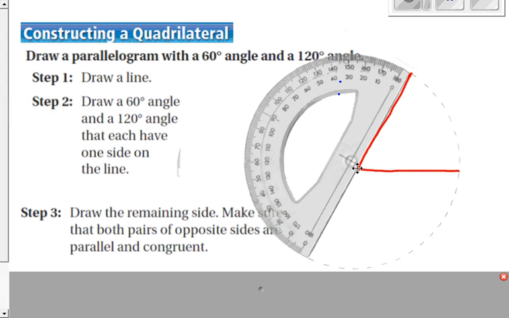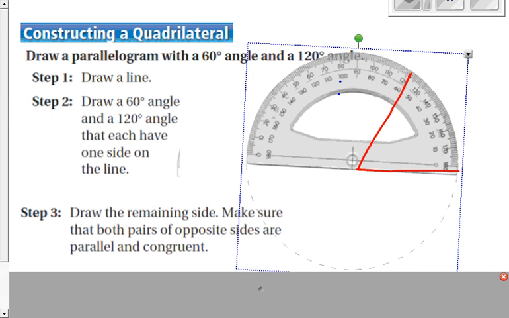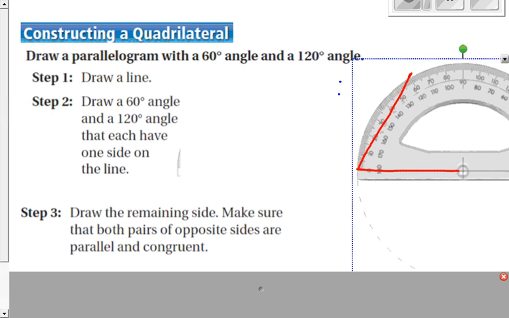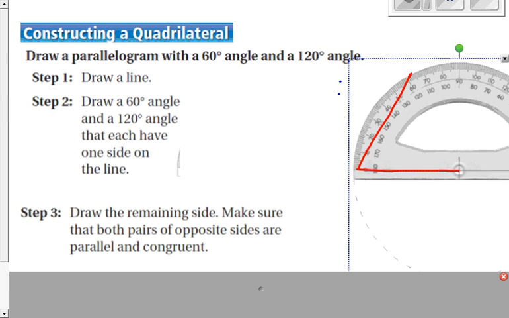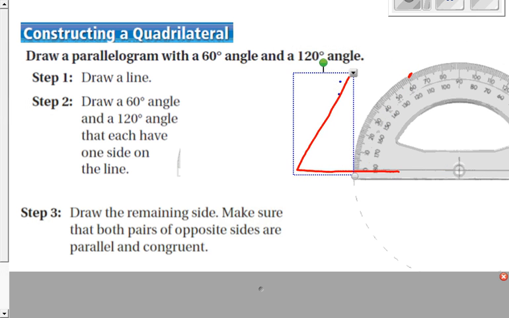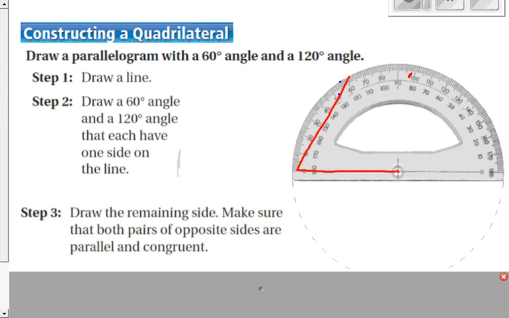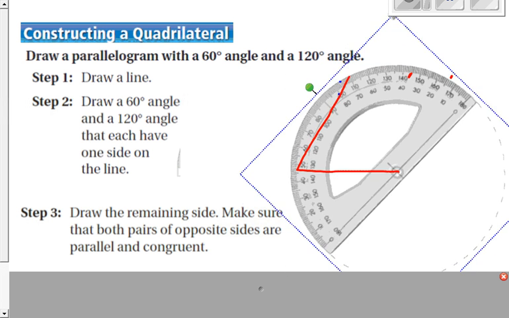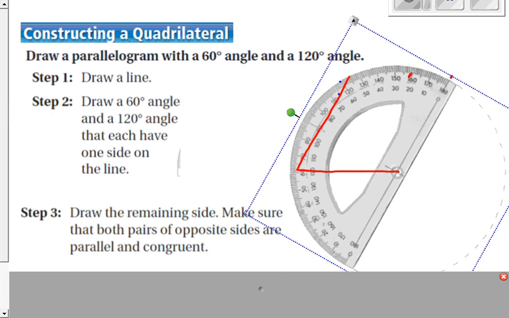And it says the 60-degree angle and the 120-degree angle each have one side on the line. So that means what I need to do is take my protractor and move it over a little bit to the far right side, and I've got to draw 120 degrees. So I'm actually going to move everything over. I ran out of room. So now I'm going to draw 120 degrees from here. So make sure when you do this you have plenty of room. So now, here's my line. Draw my straight line from there.